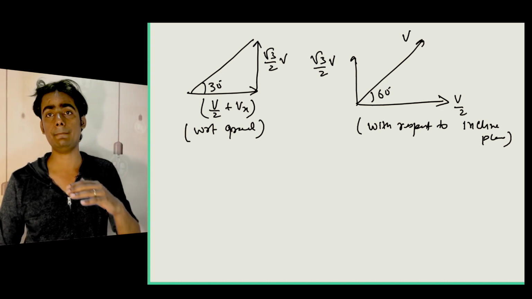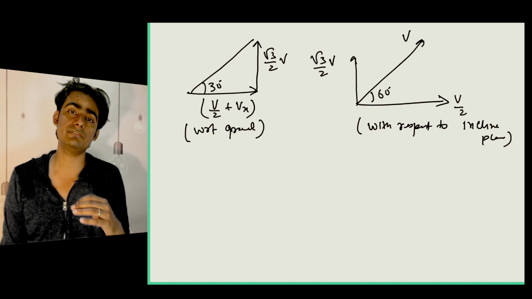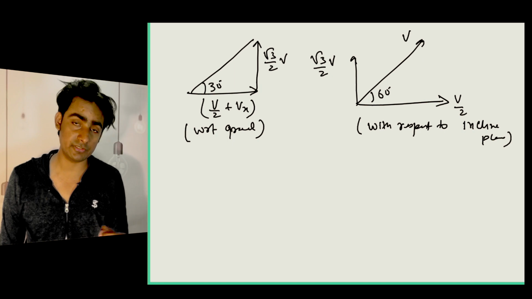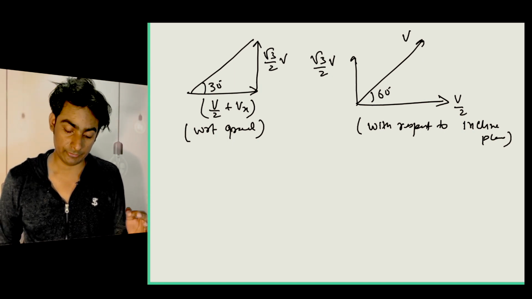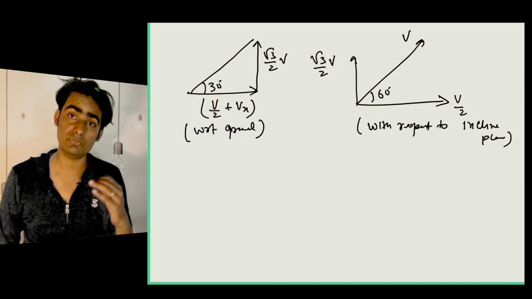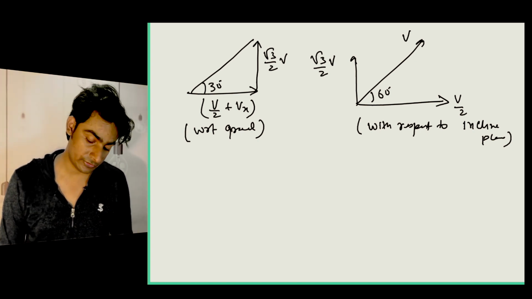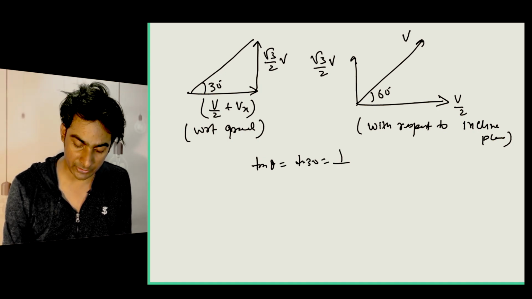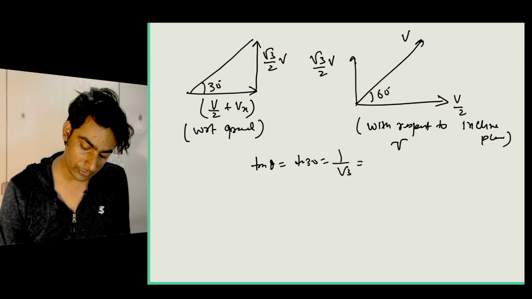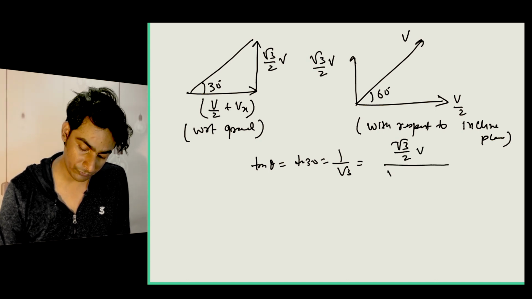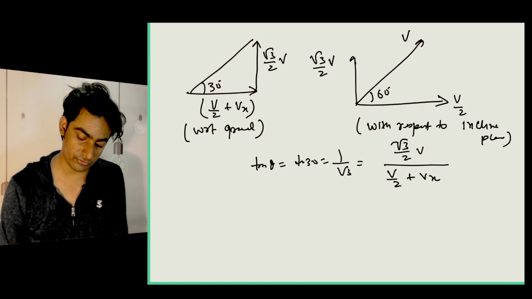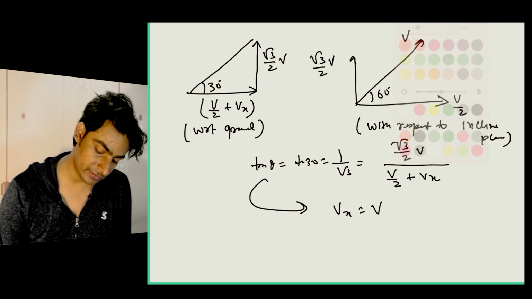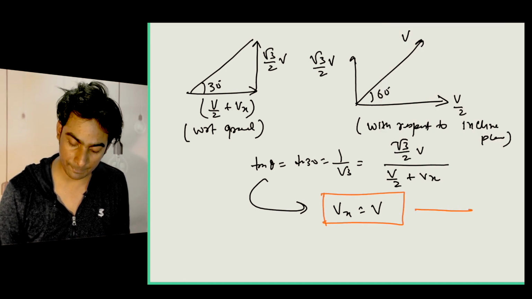The horizontal velocity with respect to ground will be the velocity with respect to the wedge plus the velocity of the wedge with respect to ground. So now we have the condition: tan theta, which is tan 30, is 1 by root 3, equals root 3 by 2 v divided by (v by 2 plus vx). If you solve this equation, you will get vx equals v. So we have the third equation, vx equals v.